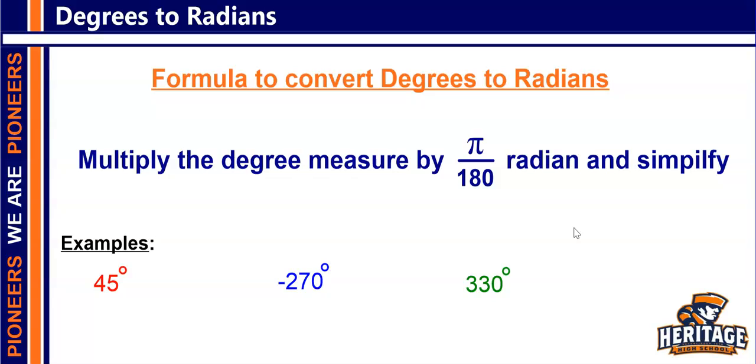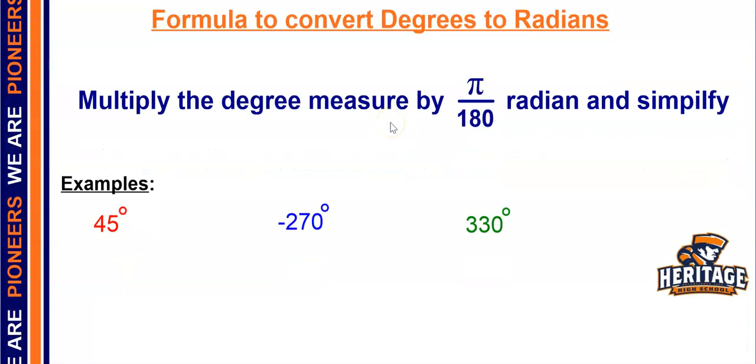So the first thing is how to go from degrees to radians. What you do is you take the degree, multiply it with pi over 180, and you just simplify. So let's go straight to our first example right here, where we have 45 degrees. You literally just take 45 and multiply it with pi, and then make sure that you put it over the fraction of 180.